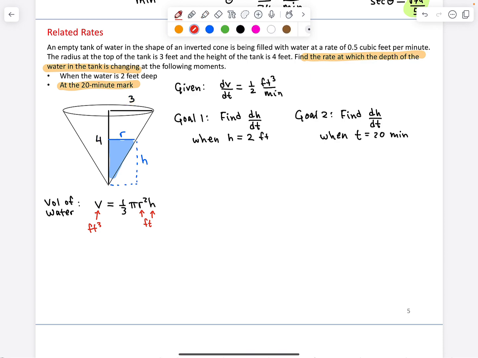We can find this relationship by comparing similar triangles. Looking at the cone, we have dimensions 3 and 4. And then looking at the similar triangle of water, we have r and h.